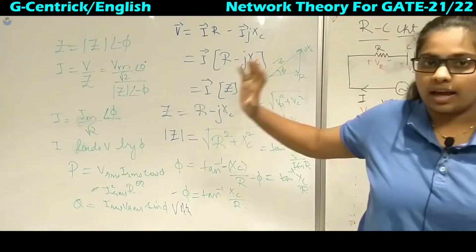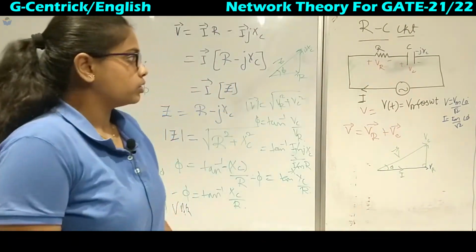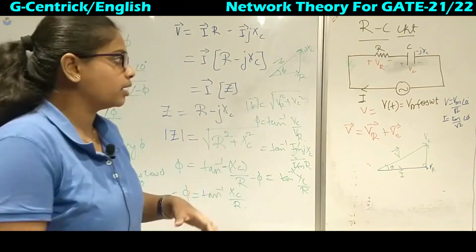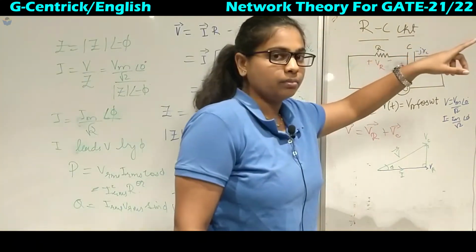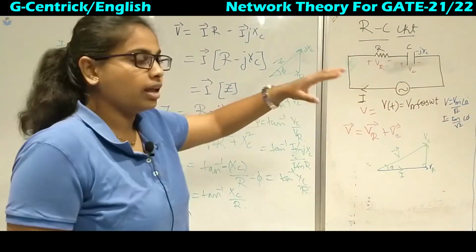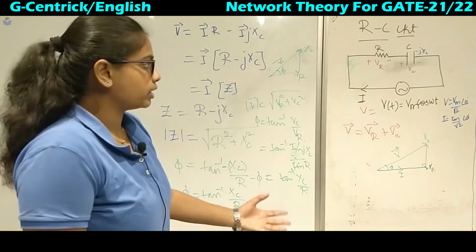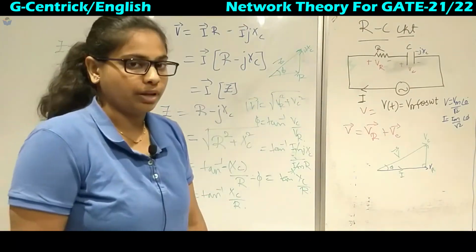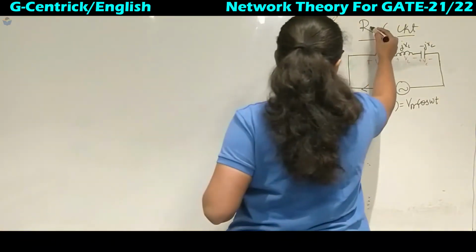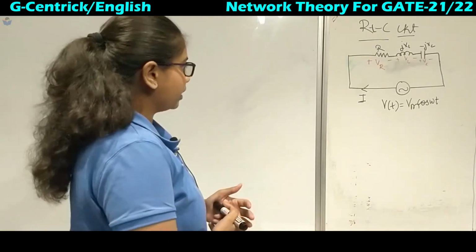We have seen RL, RC, and now we will see the combination of R, L and C. There are three cases. When L and C come together, XL can be greater than XC, XC can be greater than XL, and XL can be equal to XC. So there are three cases, and we will see how it varies. We will see the RLC network, which is in series. So R, L and C are connected in series.